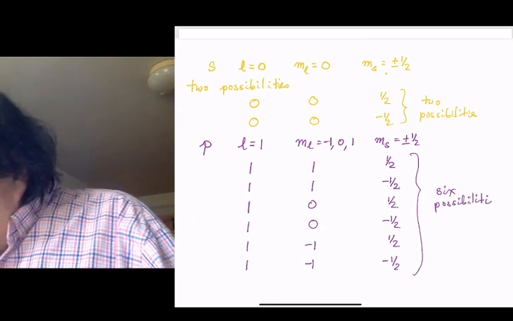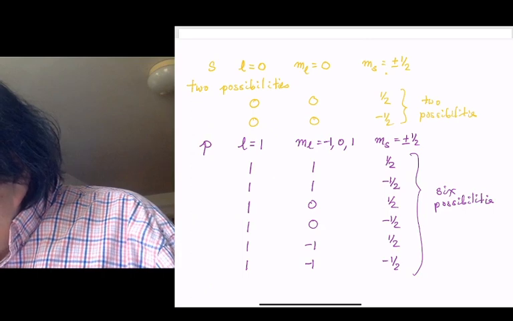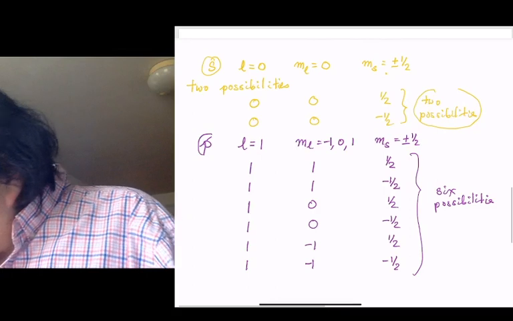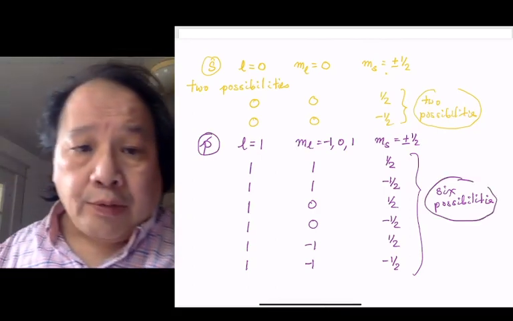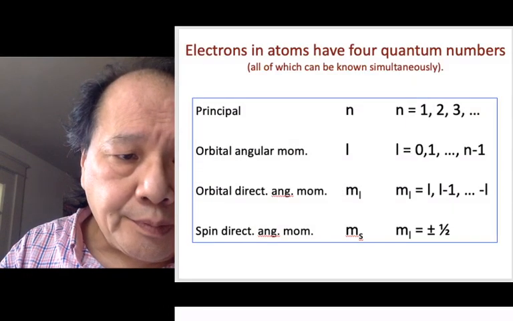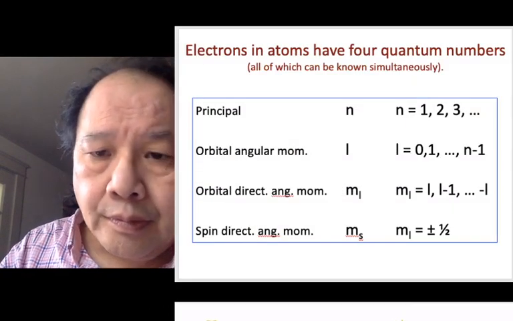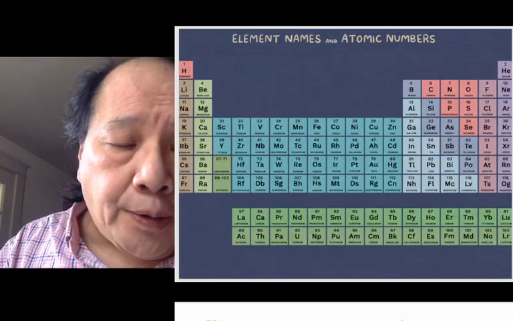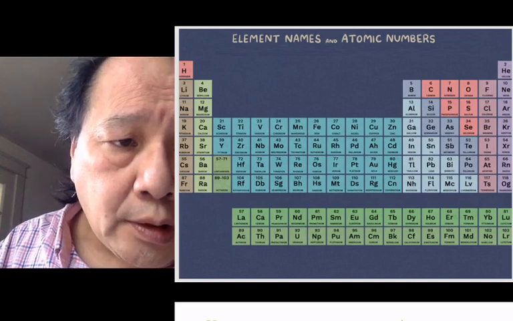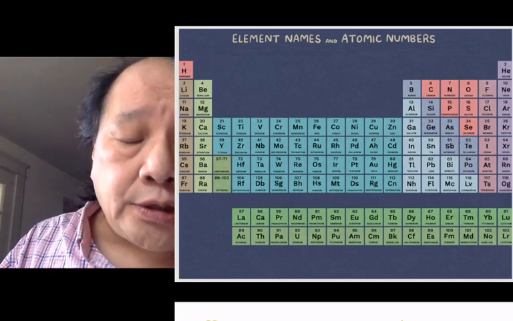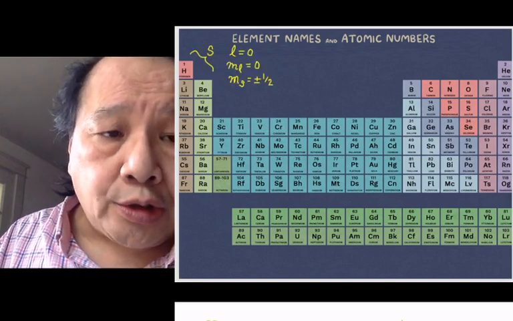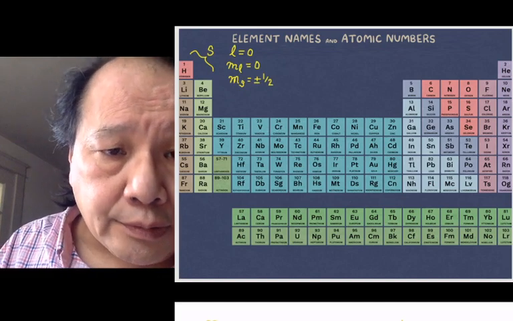So remember, S has two possibilities, and P has 6 possibilities. And we're going to then use those and look at the periodic table. Here is the periodic table. And let's look at the first two columns. Remember, S was how many possibilities? 2 possibilities. And there are 2 columns, and it will turn out those 2 columns connect to S.